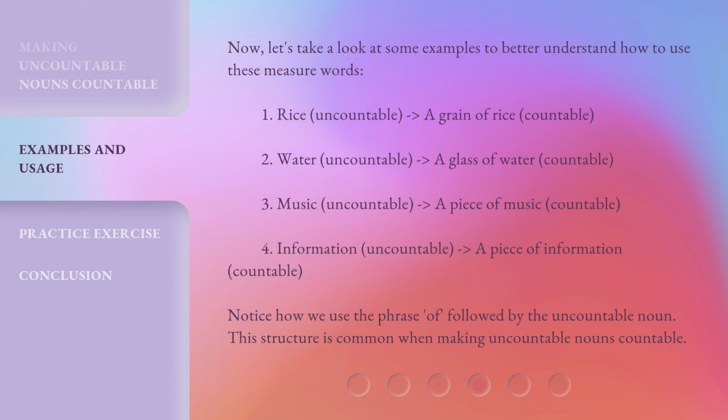Now, let's take a look at some examples to better understand how to use these measure words. 1. Rice, uncountable, to a grain of rice, countable. 2. Water, uncountable, to a glass of water, countable. 3. Music, uncountable, to a piece of music, countable. 4. Information, uncountable, to a piece of information, countable.